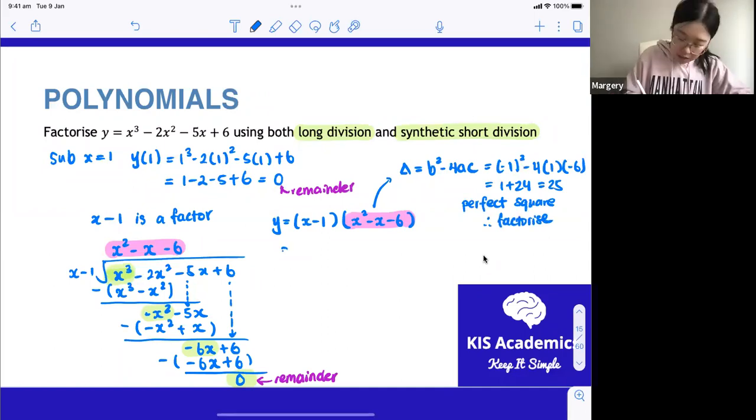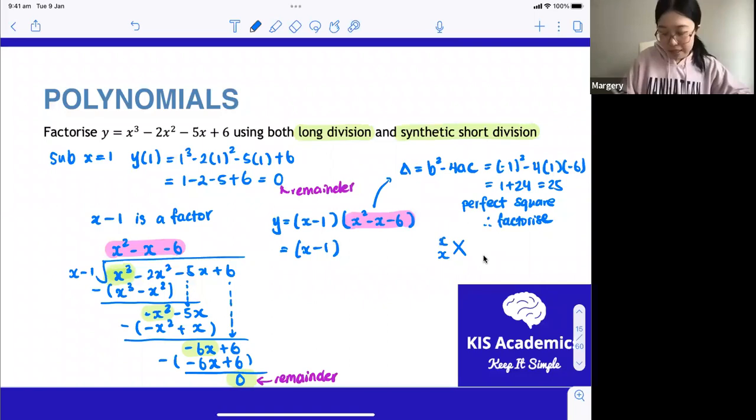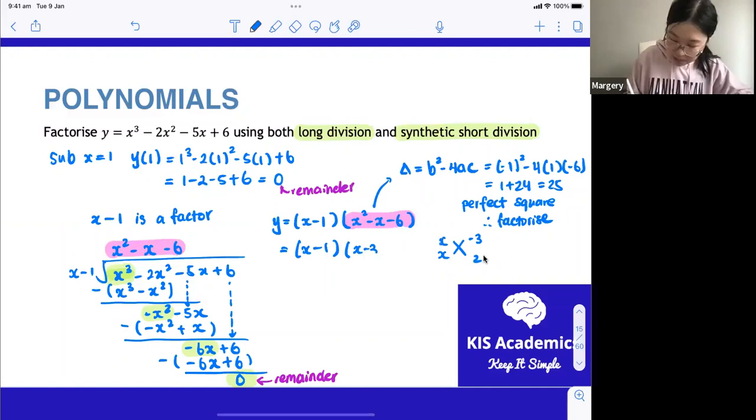So to do this, and I've got x minus 1, I can use multiple different methods. If I use cross multiplication to find two numbers that multiply to give minus 6 and add to give minus 1, I know I've got minus 3 and 2. So I can write this as x minus 3 times x plus 2. So this would be my fully factorized form over here.